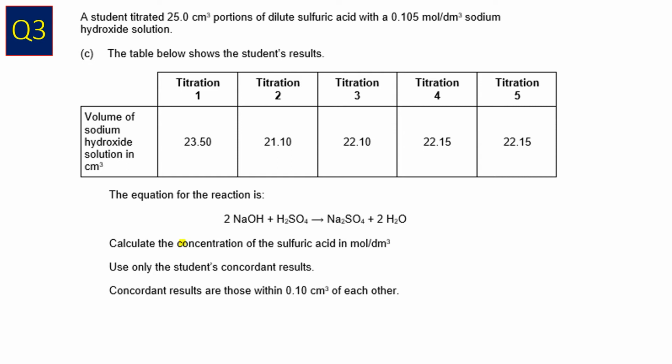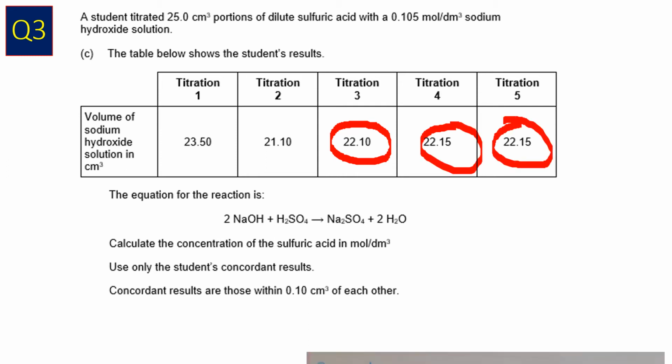Calculate the concentration of the sulfuric acid. That's what we're trying to work out ultimately. Use only the student's concordant results. And they've been quite helpful here. They've told you concordant results are those within 0.1 centimetre cubed of each other. So if we look at our results, we've just got 3 concordant results there.